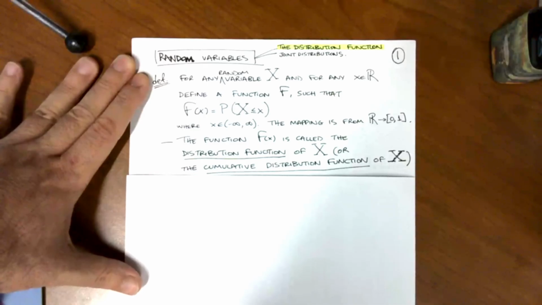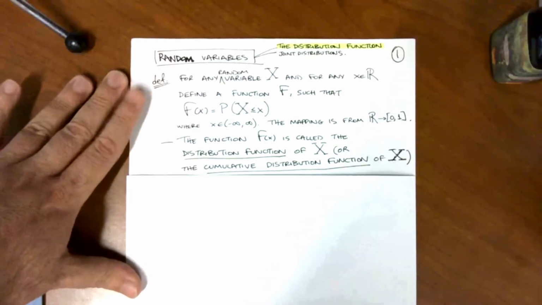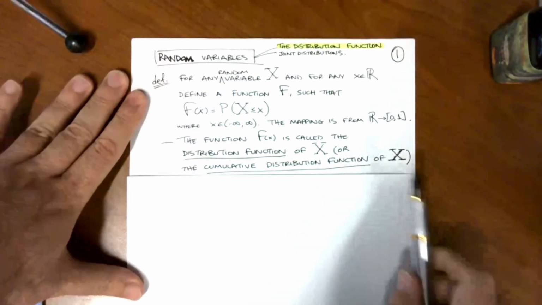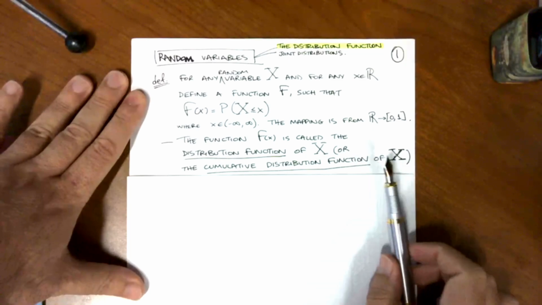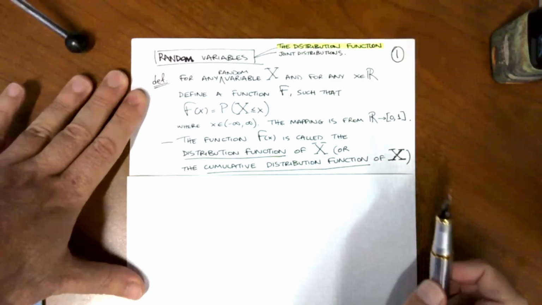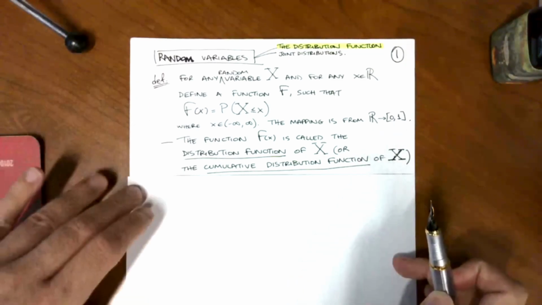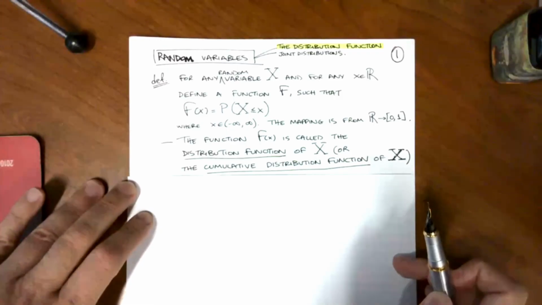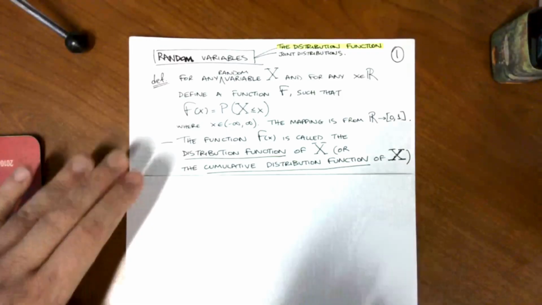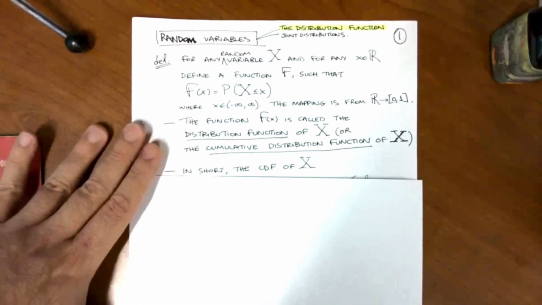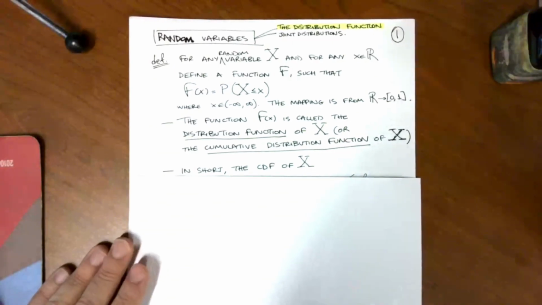This function, capital F of x, is going to be called the distribution function of X, or even better, for those of you who want to connect to the concept a little bit better, we're going to be talking about the cumulative distribution function, also abbreviated as the CDF of X.